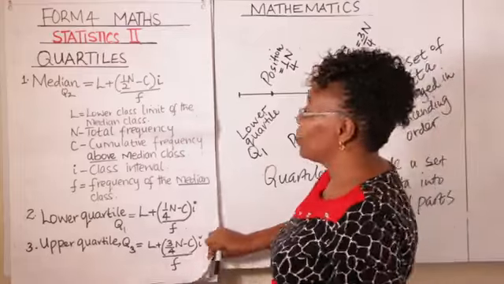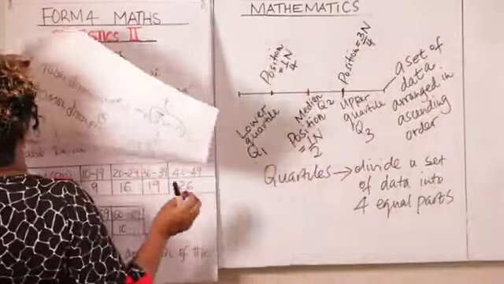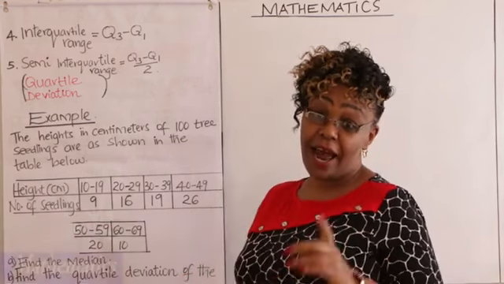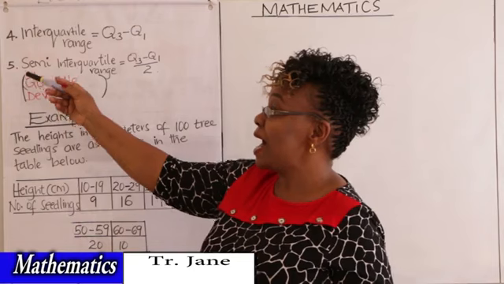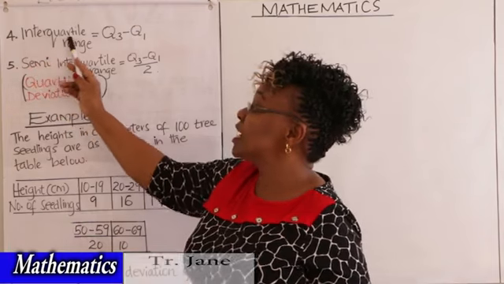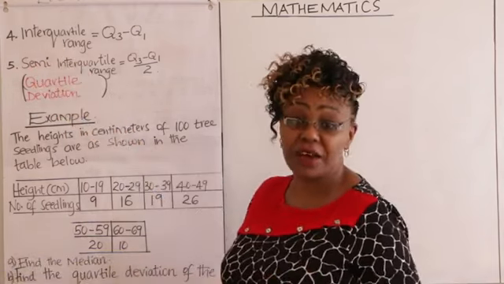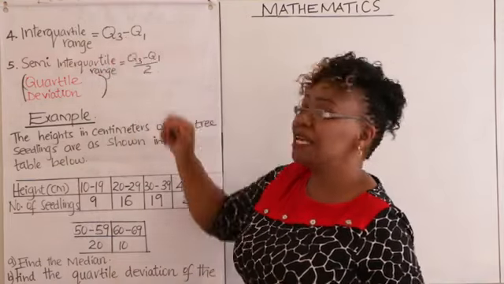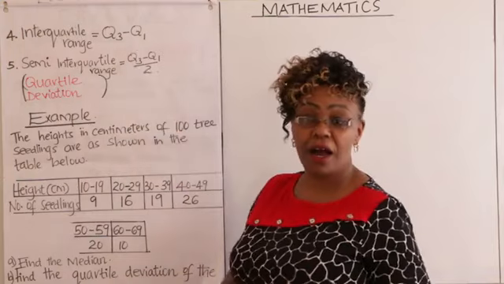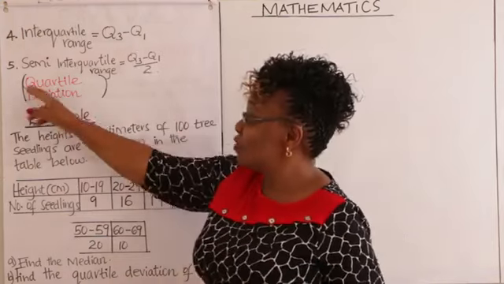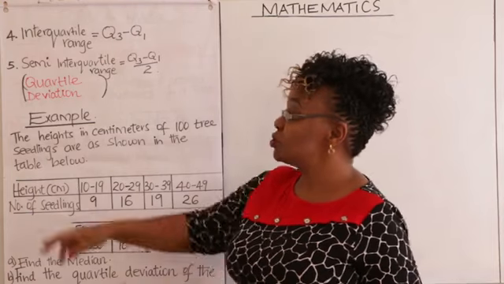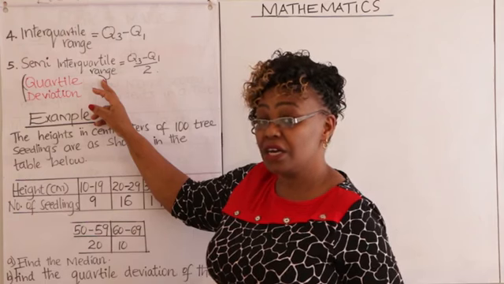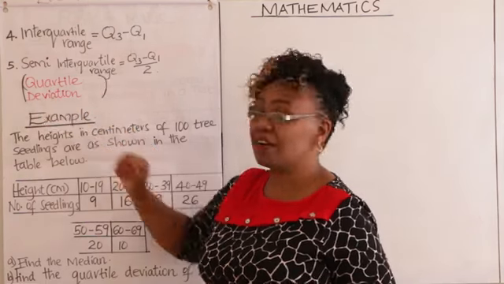Good. Now, number 4. So learner, after calculating the lower quartile and the upper quartile, you can be asked to calculate the interquartile range. It is got by Q3, the upper quartile, minus Q1, the lower quartile. If you go to number 5, you can as well be told to calculate the semi-interquartile range, which is also called quartile division.